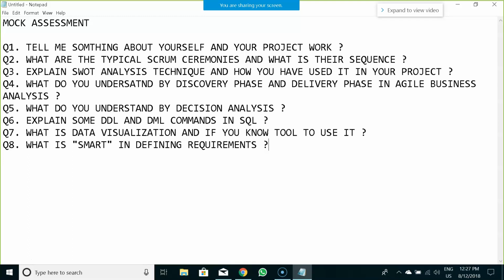So those are essentially requirement properties. It is referred to for requirements which are specific and acceptable in real time. Okay, can you expand SMART? What is S? What is M? What is A? What is R? What is T?